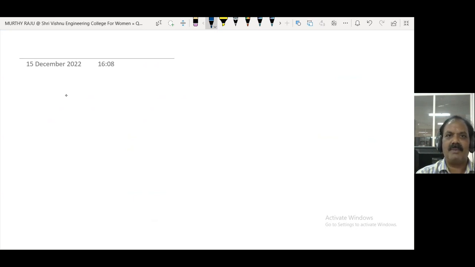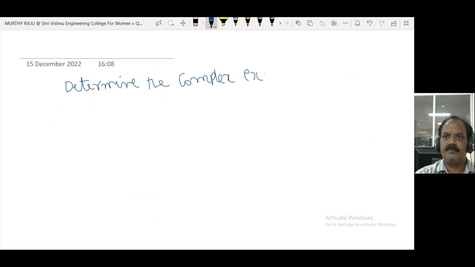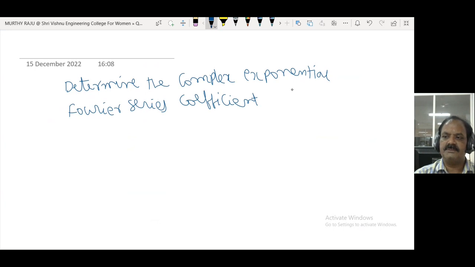In this video, I will explain how to determine the complex exponential Fourier series coefficient for the signal shown below.